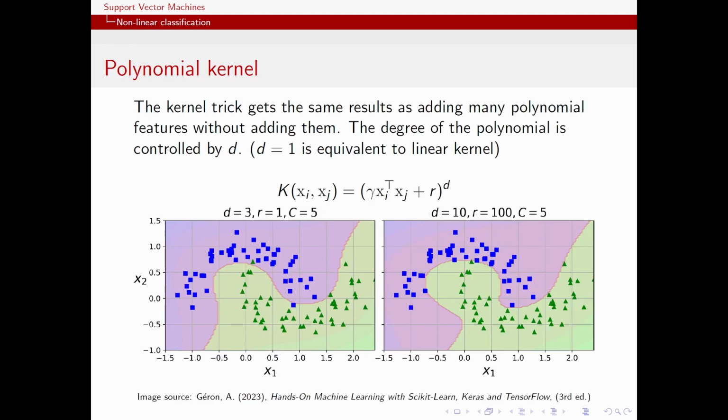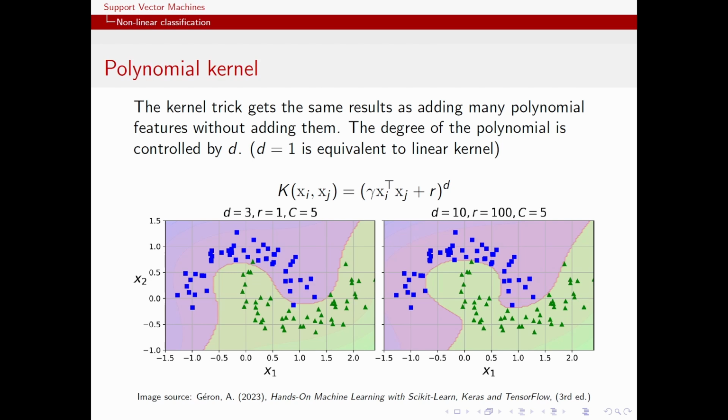Now, if we look at a polynomial kernel, this is equivalent to adding many polynomial features, but we don't actually need to add them. Instead, we call the kernel function and it computes it without explicitly transforming the data. As we can see, we have gamma times the dot product of the two vectors plus r, which is a certain coefficient, and it is raised to the power of d, which is the degree of the polynomial function. If we set d equal to 1, then it is equivalent to the linear kernel.